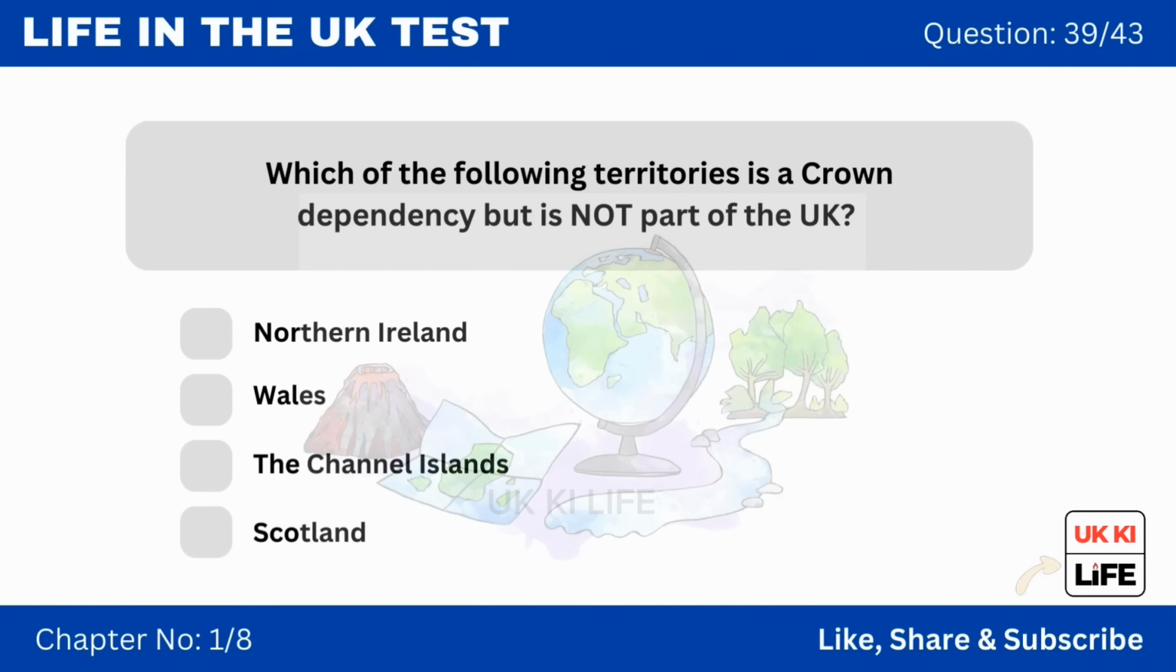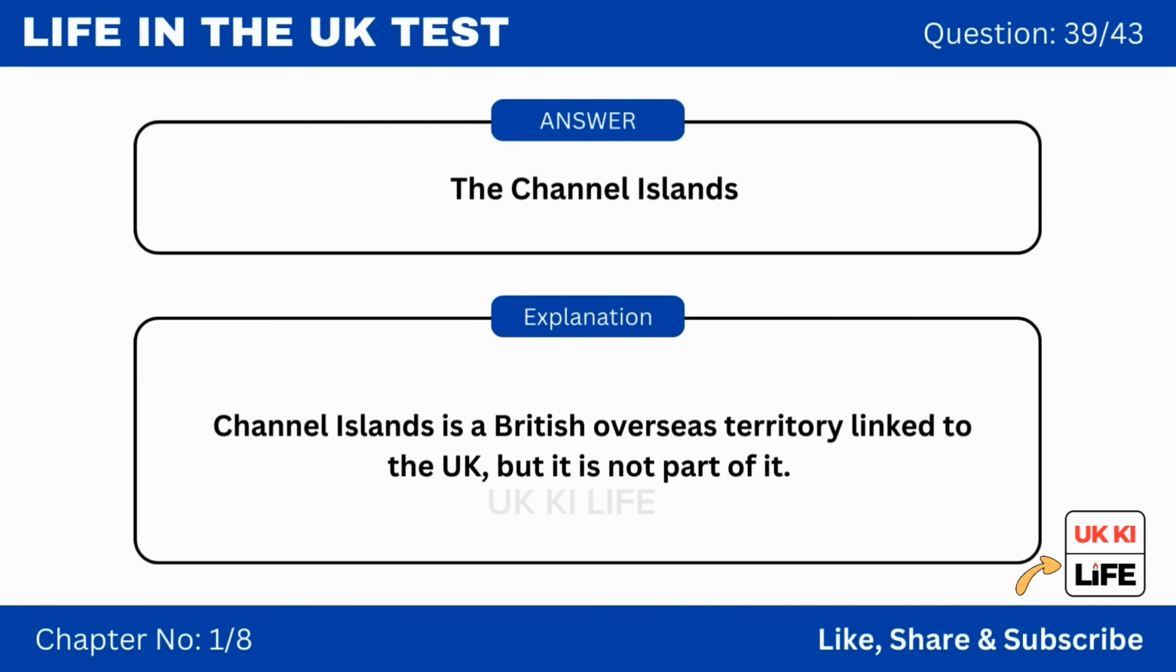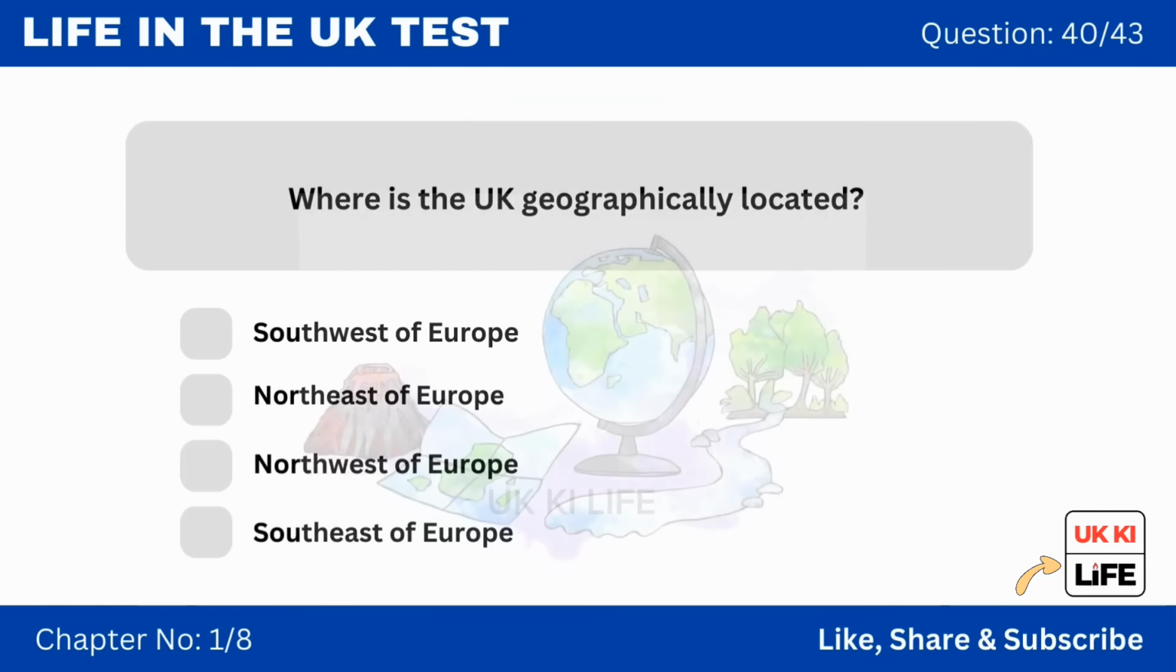The correct option is C. Explanation. The Channel Islands is a British overseas territory linked to the UK, but it is not part of it. Question 40. Where is the UK geographically located? Southwest of Europe, northeast of Europe, northwest of Europe, southeast of Europe.